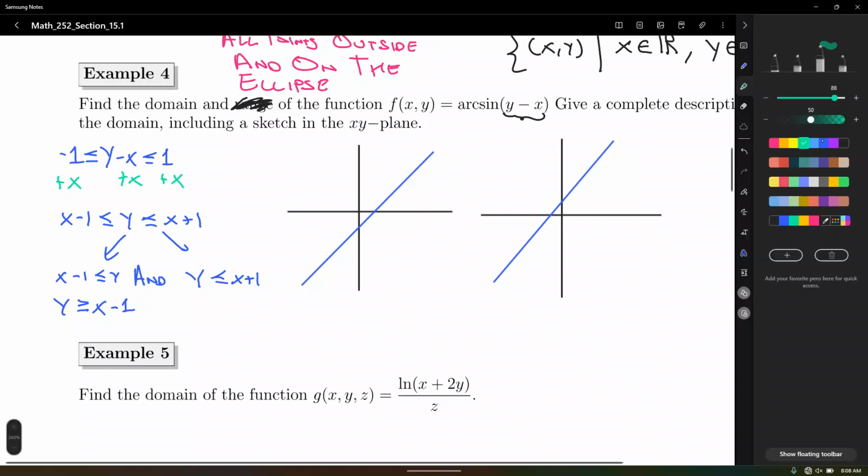So that means all this above the line, right? Okay, and for the second inequality, y less than or equal to x plus 1, that means below the second line, like this.